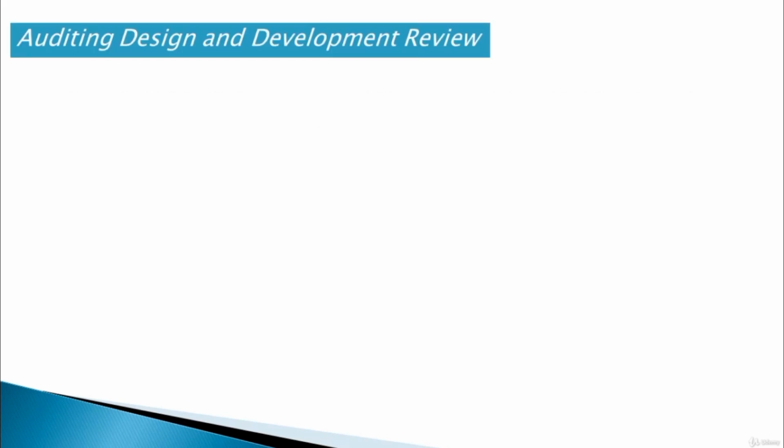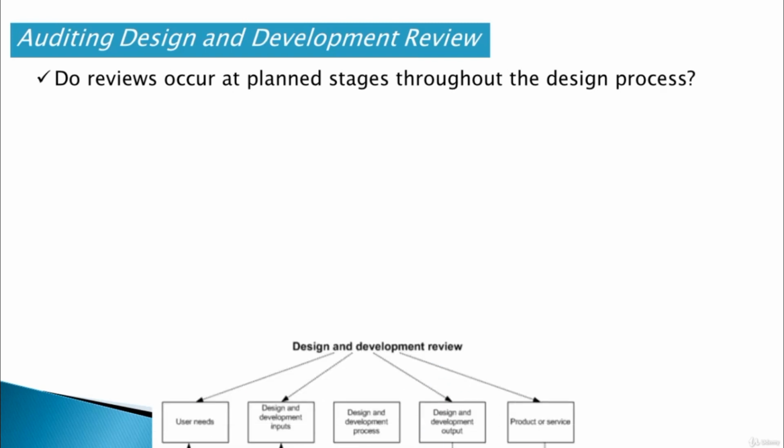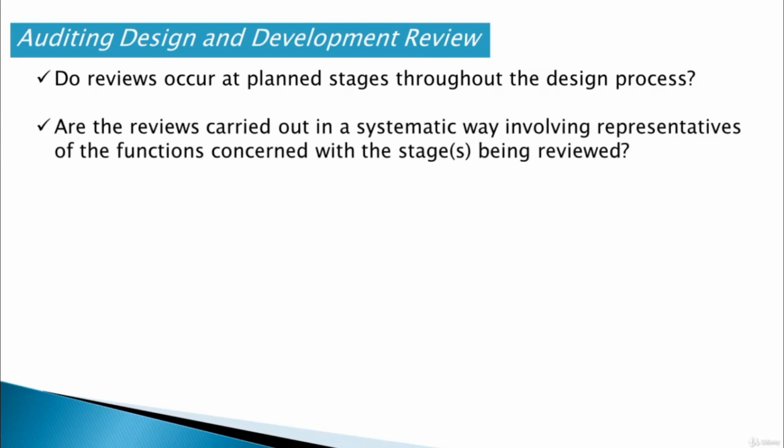Now, as for auditing, we're going to go through auditing in three parts. We're going to go through the auditing of the design and development review, and then the verification, and then the validation. As for auditing the review for design and development, the auditor needs to review whether reviews occur at planned stages throughout the design process, and whether the organization has carried out the reviews in a systematic way involving representatives of the functions concerned with the stages being reviewed.